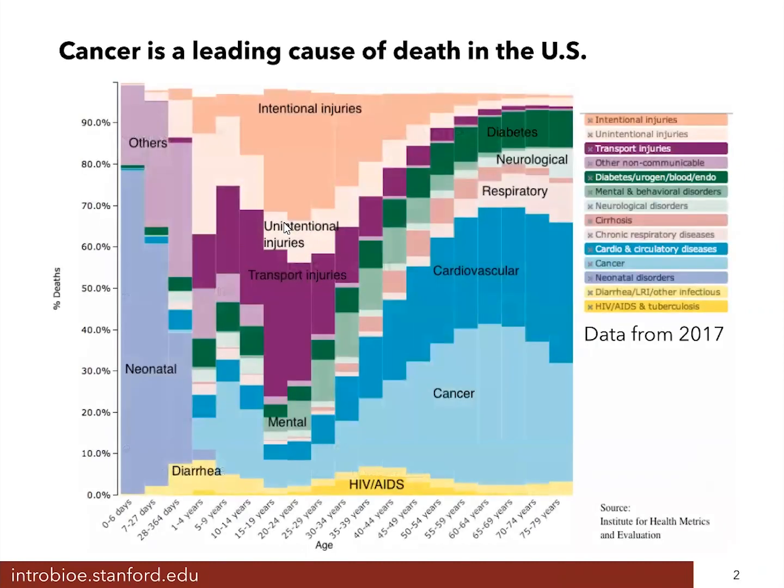We talk about cancer this week because it's a leading cause of death in the United States. As people age, the likelihood that they contract and die from cancer increases. On this graph, you can see age of people in the US and the cause of death for people of that age. And what I hope is clear is that cancer becomes more prevalent as you get older and older.